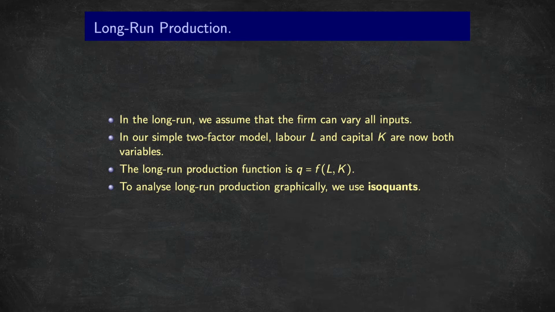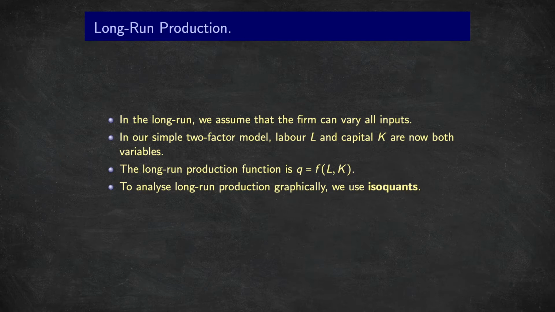To describe the relationship between different factor combinations of labour and capital and the firm's output, we use the mathematical device of a long-run production function. Here I've written Q, which is output, is equal to a function f of labour and capital.